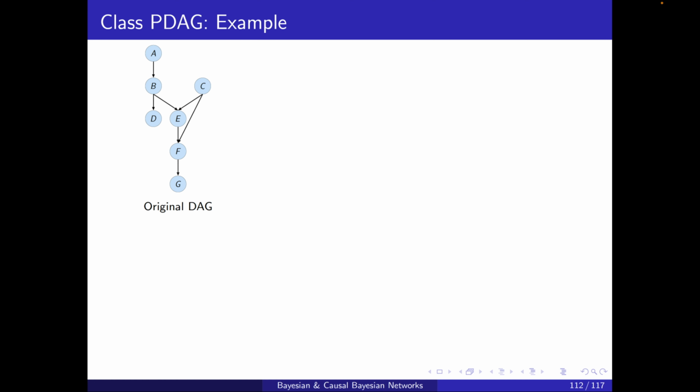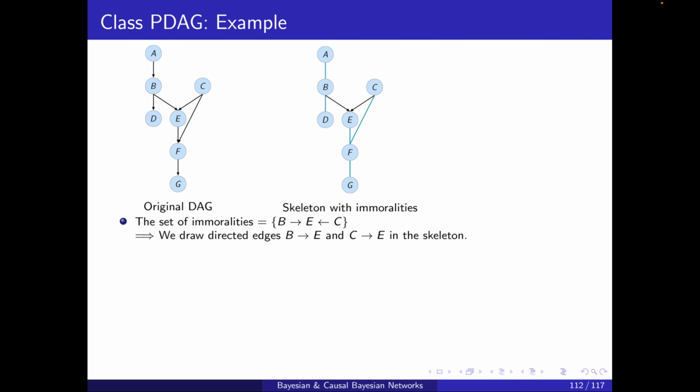Another example. Imagine that we start with this graph. The original DAG is given. I want to obtain the class PDAG. First step, I need to obtain the structure. So the structure is just the same network, but where the directions are removed.